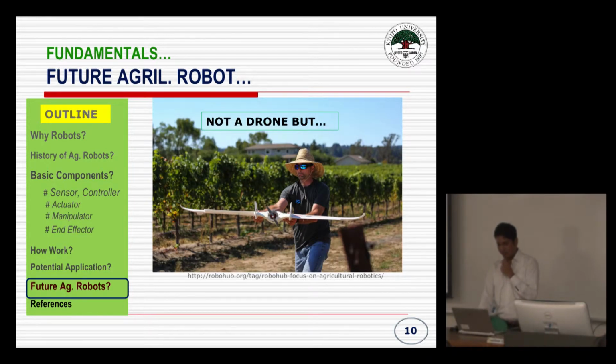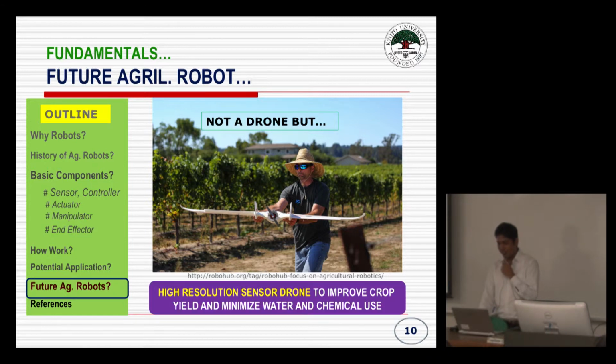This is not a drone, but a drone with a high resolution sensor that can be used in future to improve the crop yield and minimize water and chemical use.